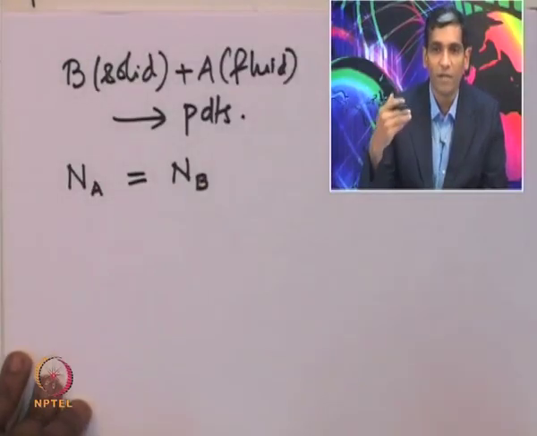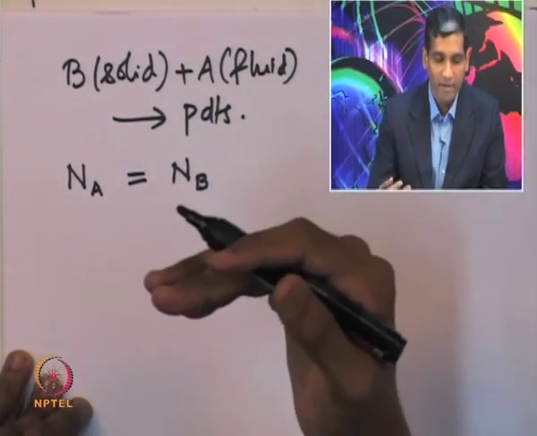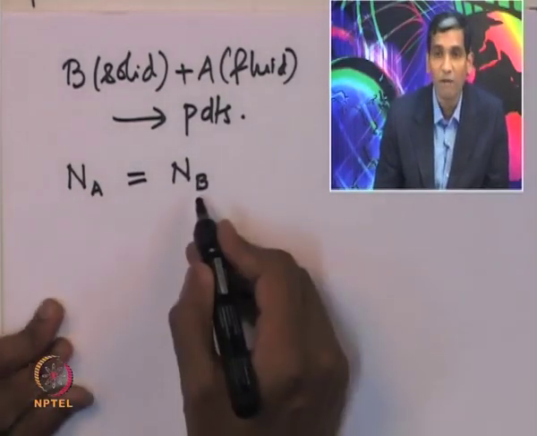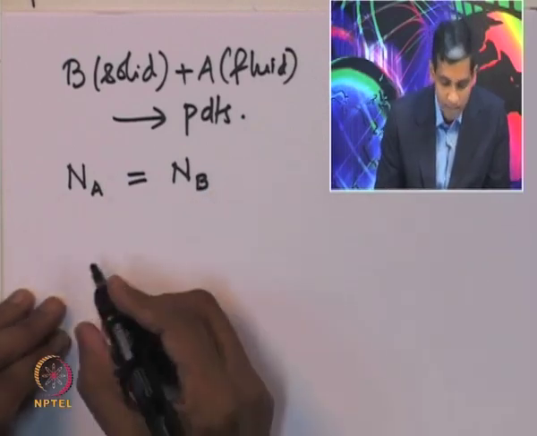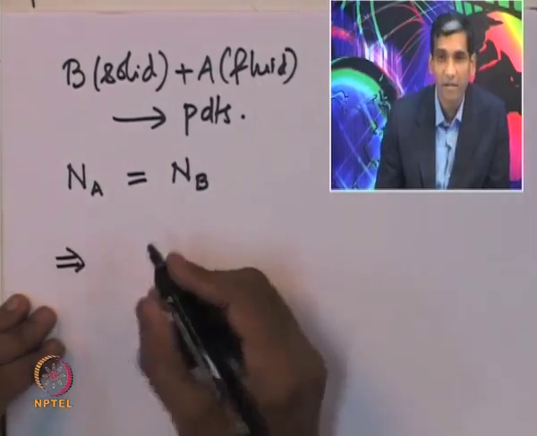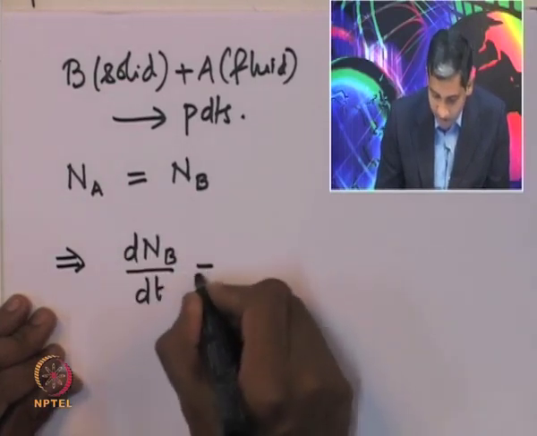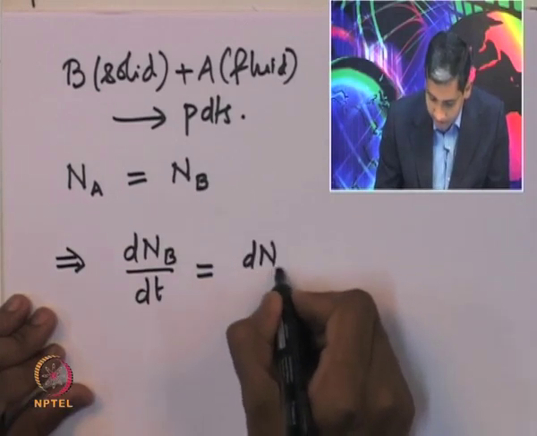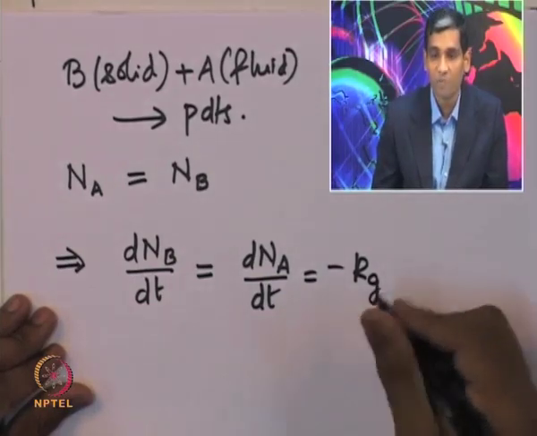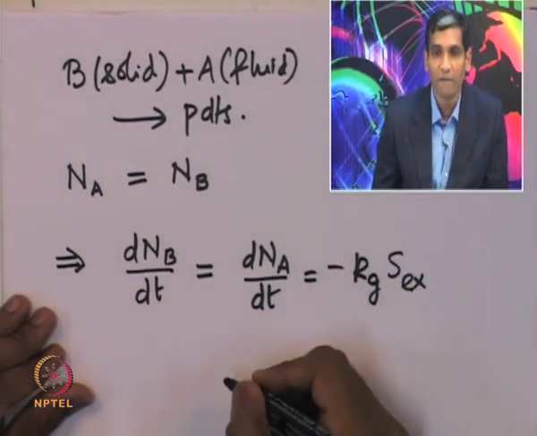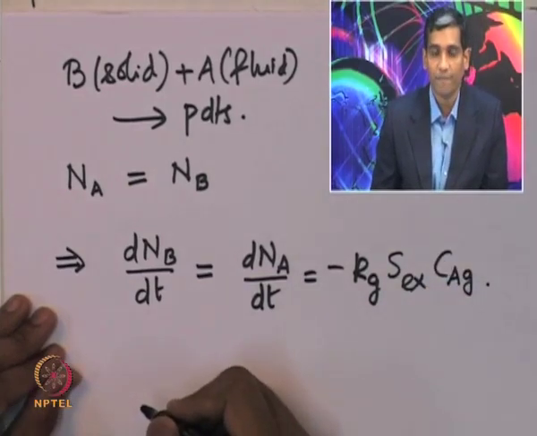And this is the case when the diffusion in the gas film is actually controlling the overall reaction. Therefore, if Na is equal to Nb, which is the number of moles of the solid being consumed in the reaction, we can rewrite the mole balance as dNb by dt equal to dNA by dt, and that is equal to minus Kg, which is the mass transport coefficient, into the external surface area multiplied by the concentration of the species A in the gas phase.